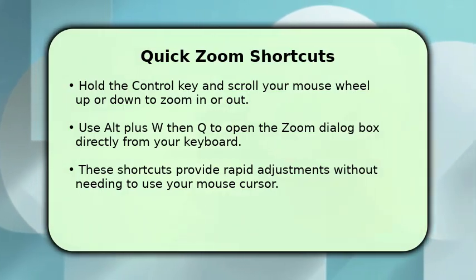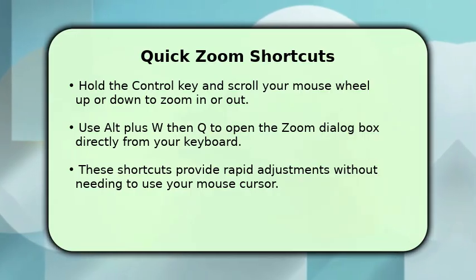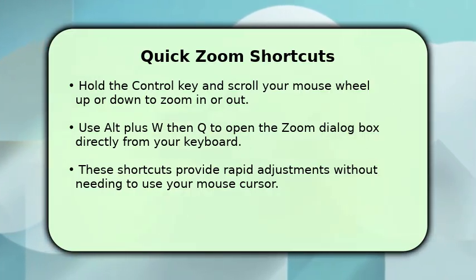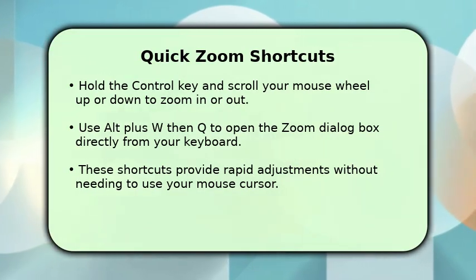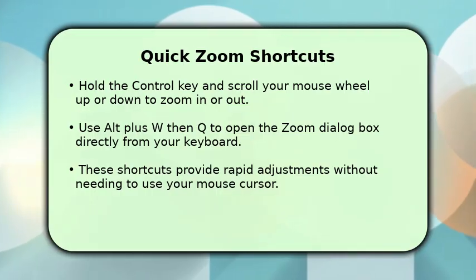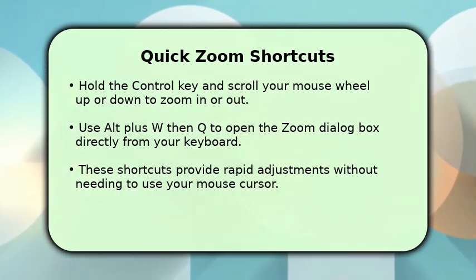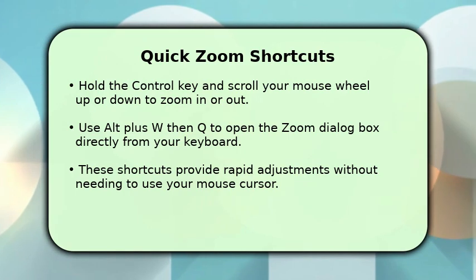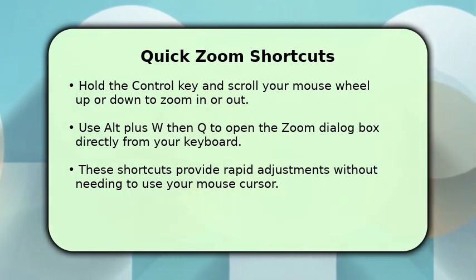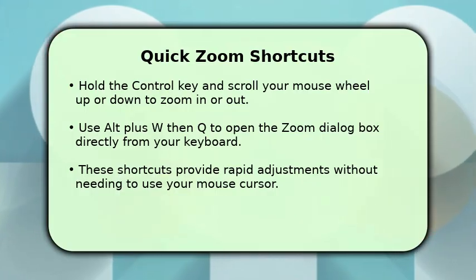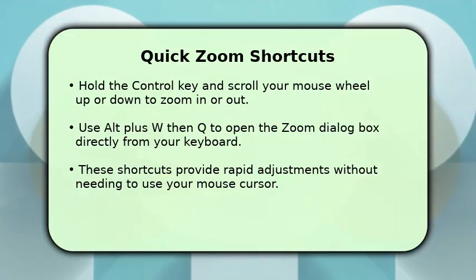Simply hold down the Control key on your keyboard and scroll your mouse wheel up to zoom in, or scroll down to zoom out. This method offers immediate visual feedback. Another handy shortcut is pressing Alt, then W, then Q. This sequence directly opens the zoom dialog box, allowing you to quickly type in a specific percentage or choose a preset without navigating through menus.